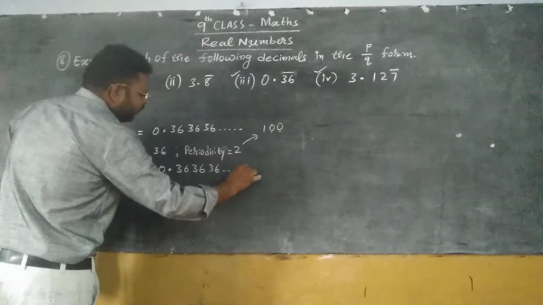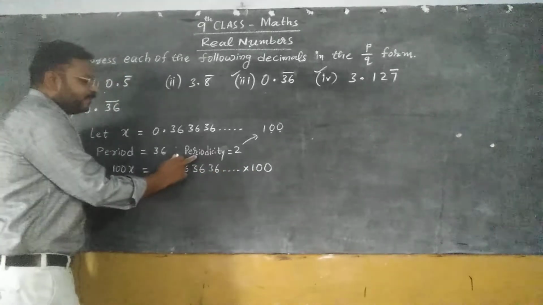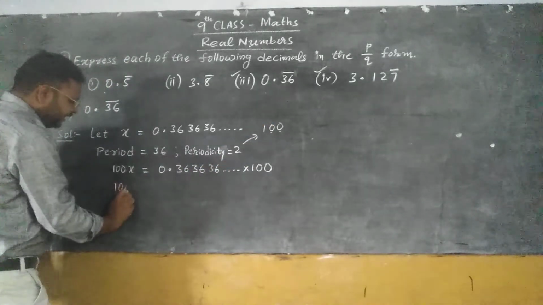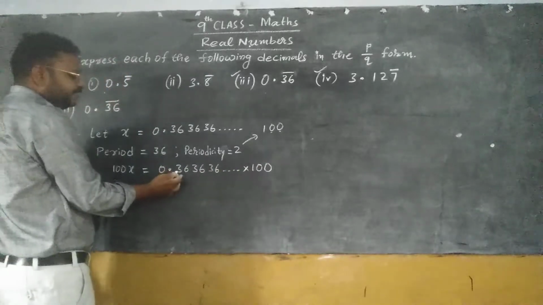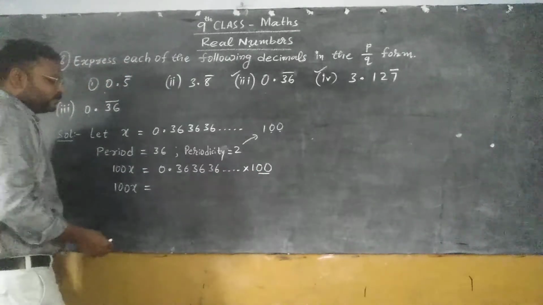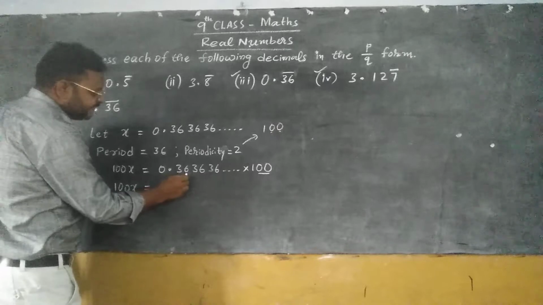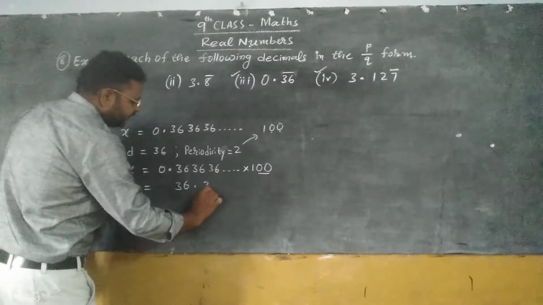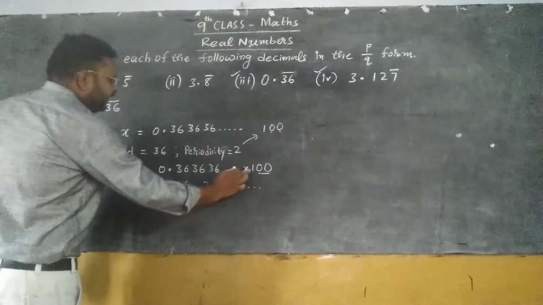100x is equal to 0.36 36 36 and so on into 100. Why do we take 100, children? Because periodicity is 2, so we have to take 100. Now multiplication, 100 into x, 100x, 100 into 0.36 36 36 and so on. Here we have two zeros, which means the decimal point moves two steps to the right, so after 36 we get a point, and again 36 36 will come.